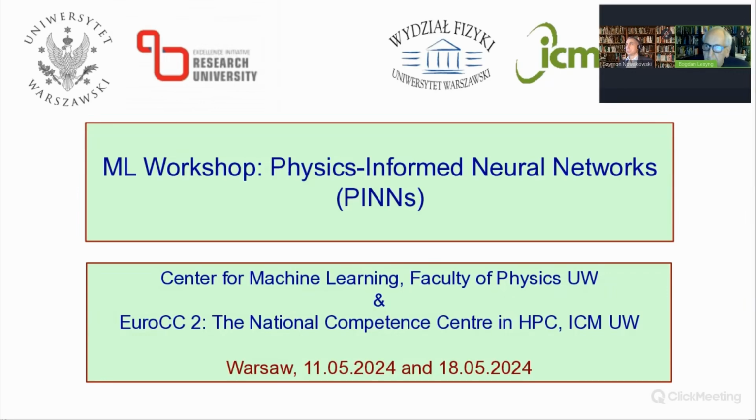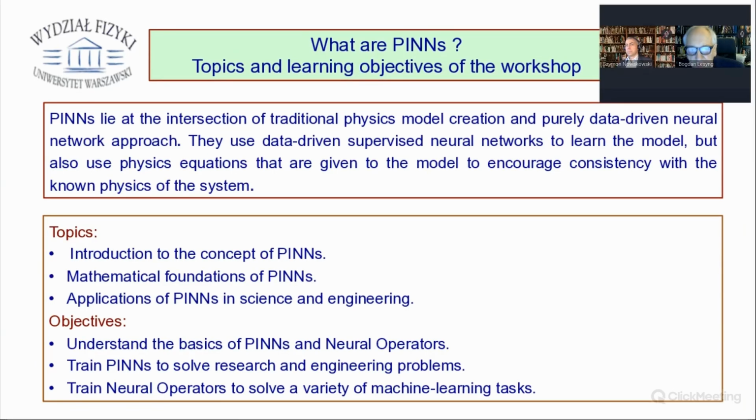Let me come to the next slide. We'll be talking about physics-informed neural networks, whose abbreviation is PINN or PINNs. The question is, what are PINNs? PINNs lie at the intersection of traditional physics model creation and purely data-driven neural network approaches. They use data-driven supervised neural networks to learn the model, but also use physics equations that are given to the model to encourage consistency with the known physics of a system.